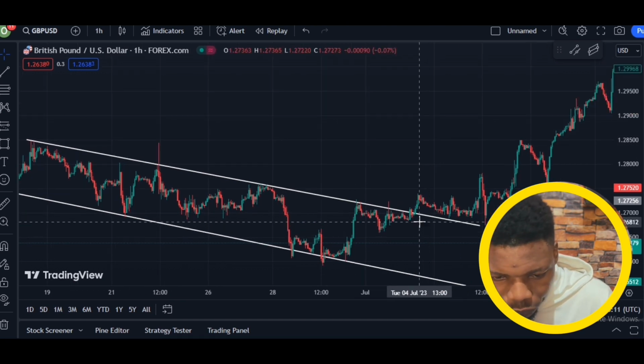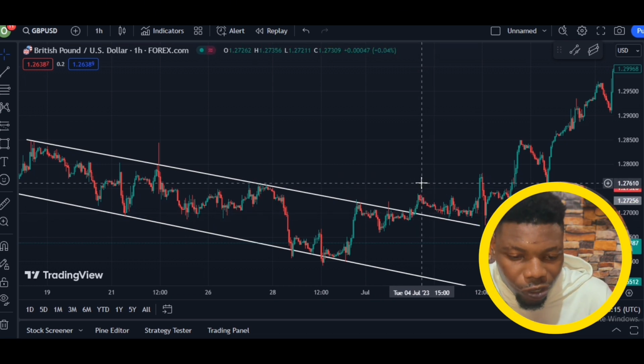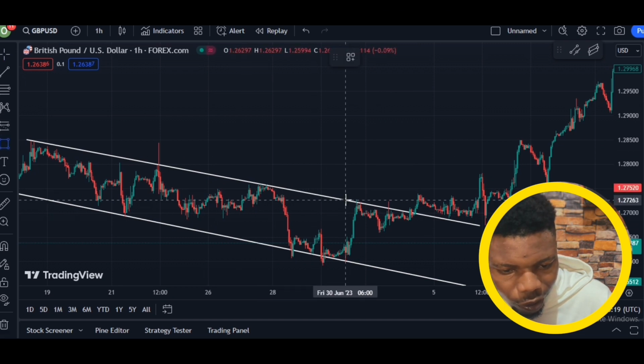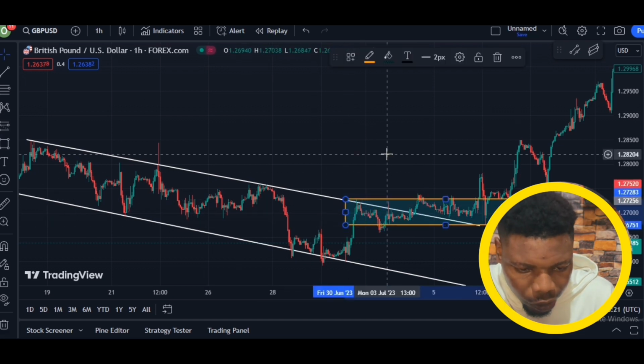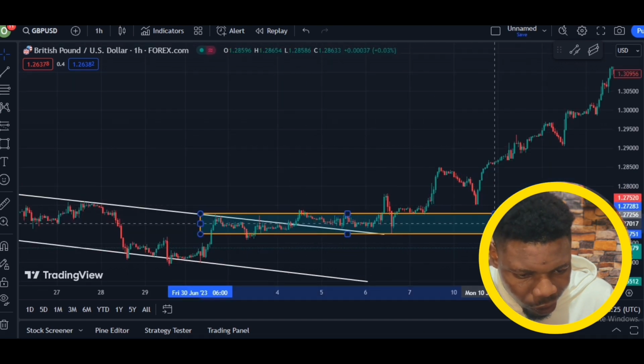So what can we see here? We wait for the market to break the trend line. It broke it, so we are now waiting for the retest. So where's the breaker block? This is the breaker block. So this is the supply zone. This is the supply zone responsible for the break.